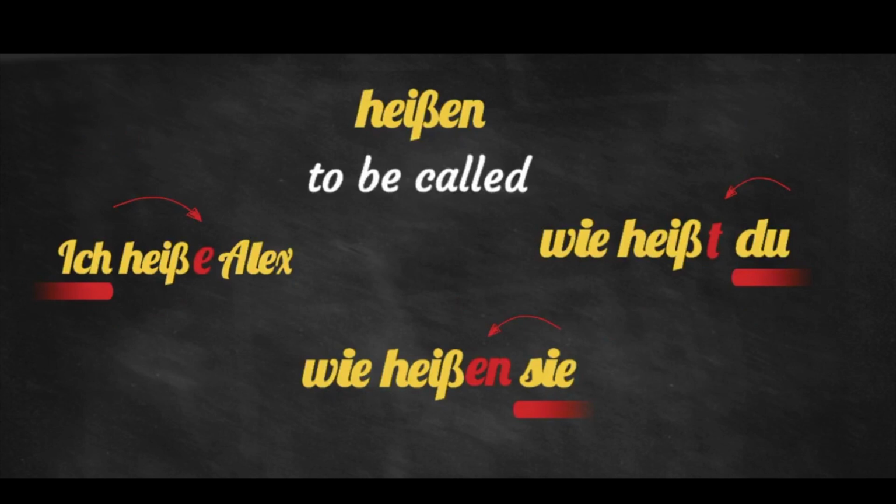Now, just have a look at the pronouns and observe carefully the verb endings. The verb here is heißen. Ich heiße Alex. The ending with ich is e. Wie heißt du? The ending with du is t. Wie heißen Sie? The ending with sie is en. You can see the conjugation of sie is the easiest as it is the same as the infinitive form of the verb. And do remember that these endings totally depend upon the subject that you are using in the sentence.